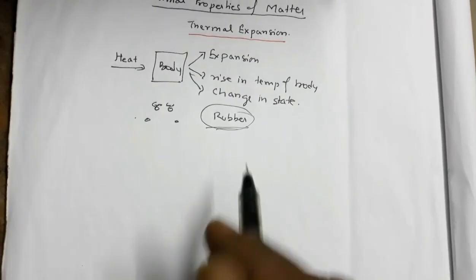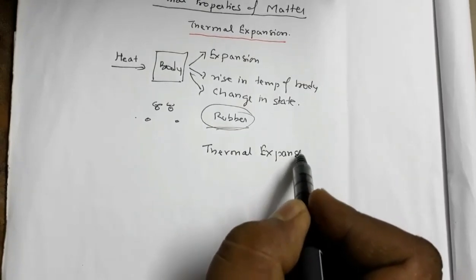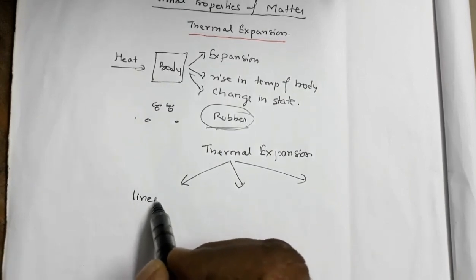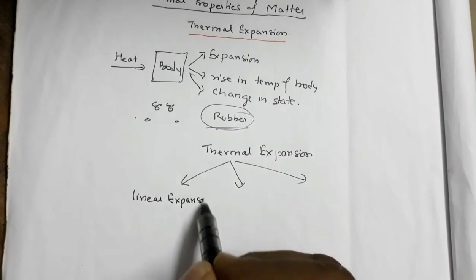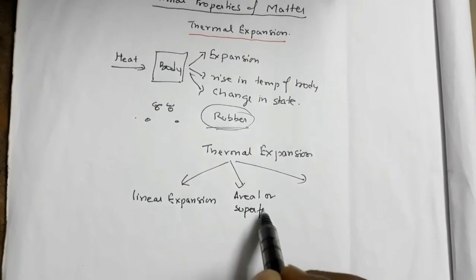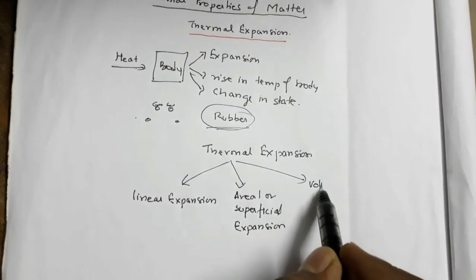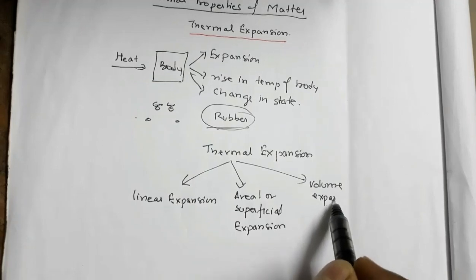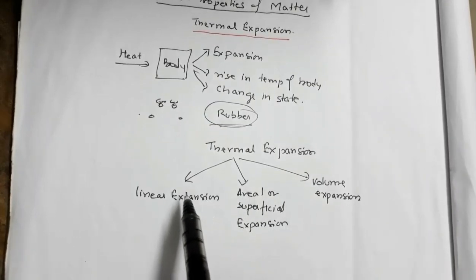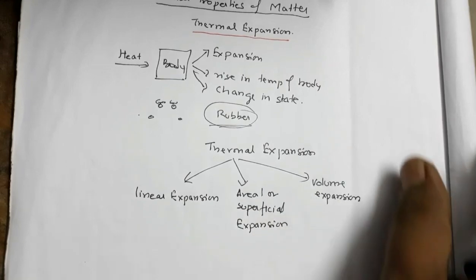Now this expansion, thermal expansion, is of three types: linear expansion, areal or superficial expansion, and volume expansion. Now in which case the expansion will be called linear expansion, in which case it will be called areal expansion or volume expansion, let us analyze it now.